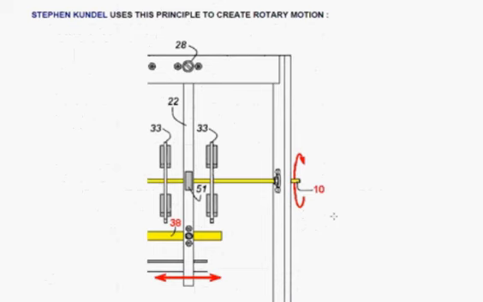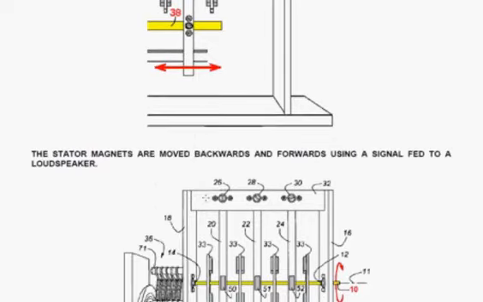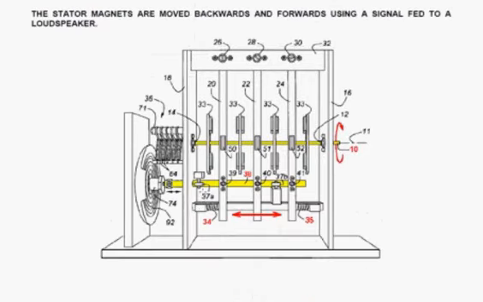One of them that's well known is by Stephen Kundell, and he creates rotation of the shaft, marked number 10 in this diagram, by wobbling left and right the moving arm, which is shown here, vertically. That moves the magnet 51 either towards the magnets marked 33 or to the right towards the magnets on the right. And that causes rotation of the central power shaft.